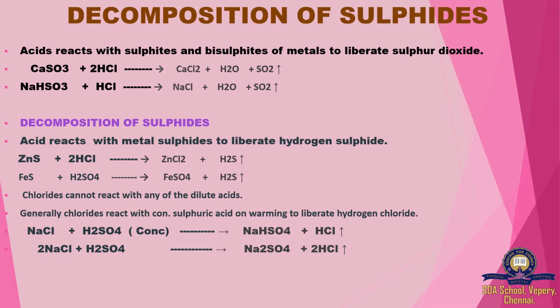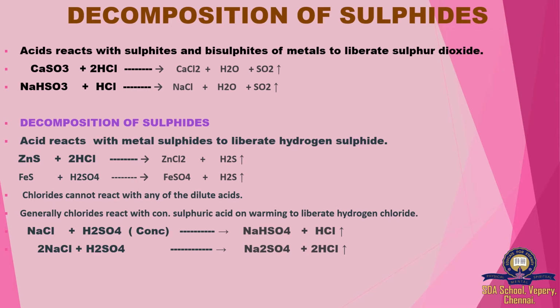Decomposition of sulfites. Acids react with sulfites and bisulfites of metals to liberate sulfur dioxide. The same reaction what happens in the carbonates and bicarbonates, that is a thing again happening to the sulfites. Calcium sulfite reacts with hydrochloric acid and giving calcium chloride, water and sulfur dioxide gas evolving. Next, sodium bisulfite is reacting hydrochloric acid. The products are sodium chloride, water and sulfur dioxide gas.